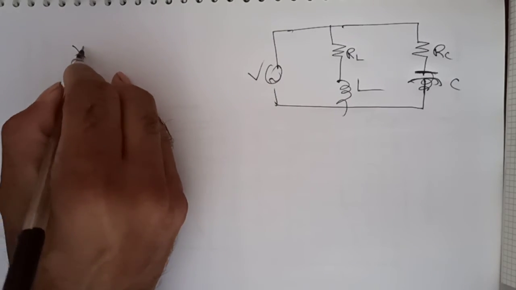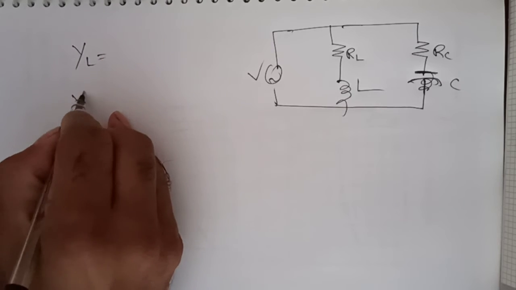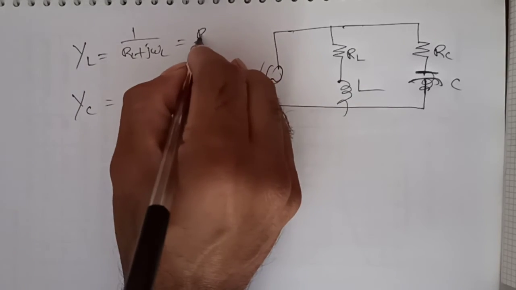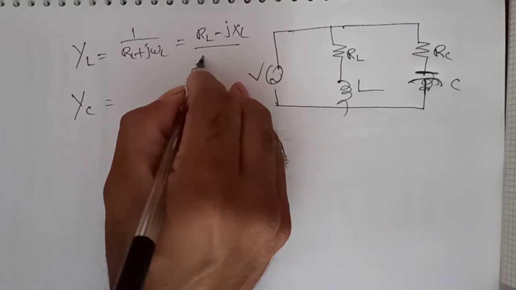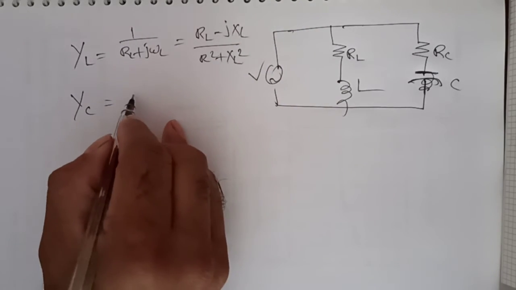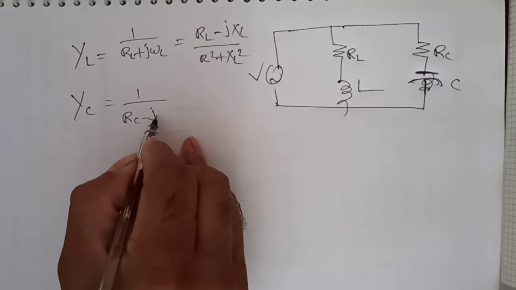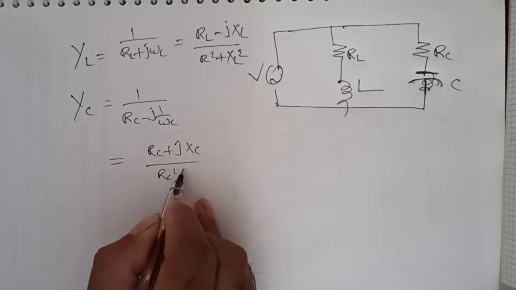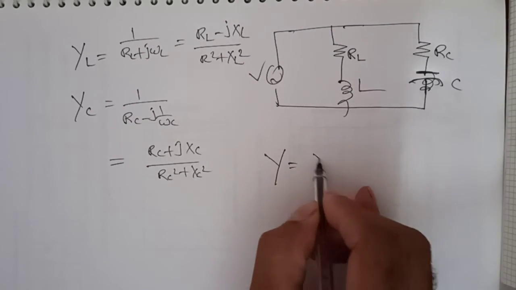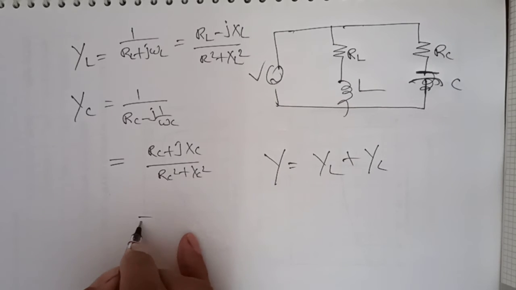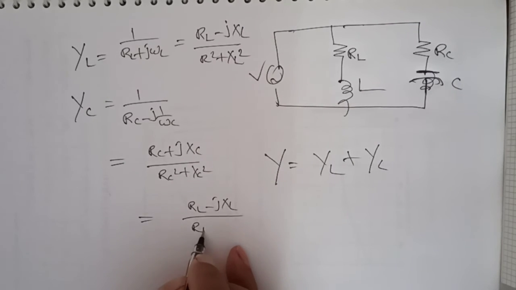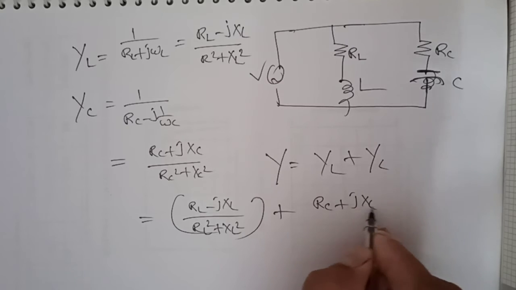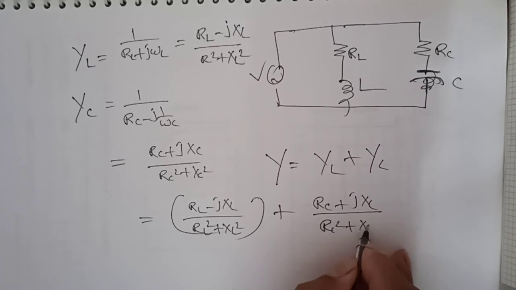The idea is the same. What is the idea? What is the total admittance? First of all, we have to find the individual admittances. YL equals 1 by RL plus j omega L. If you rearrange this, we get RL minus j XL by RL square plus XL square. Likewise, YC equals 1 by RC minus j times 1 by omega C, which is RC plus j XC by RC square plus XC square. Now the total admittance is Y equal to YL plus YC, that is RL minus j XL by RL square plus XL square, plus RC plus j XC divided by RC square plus XC square.